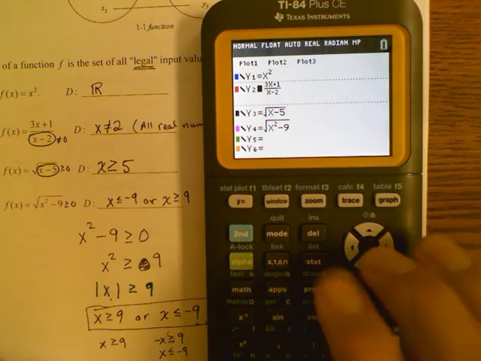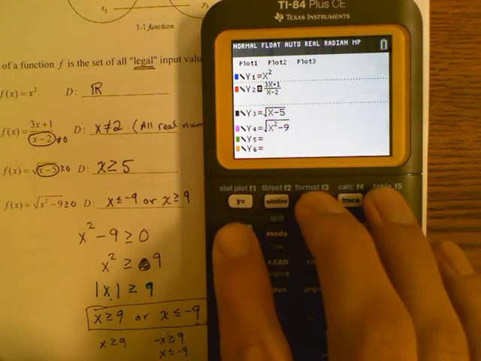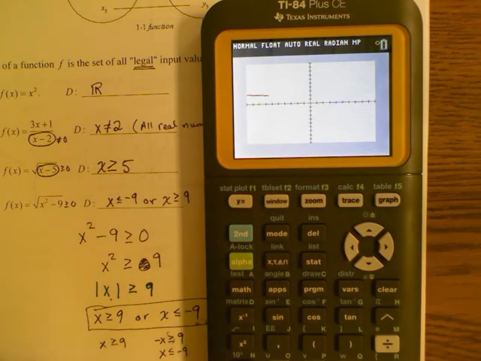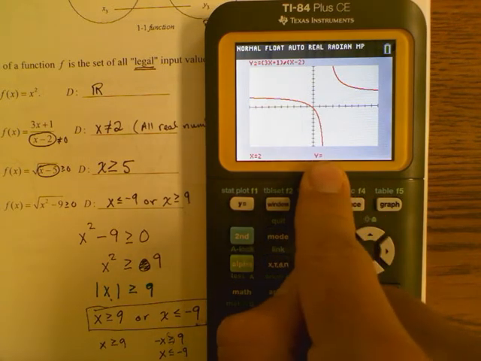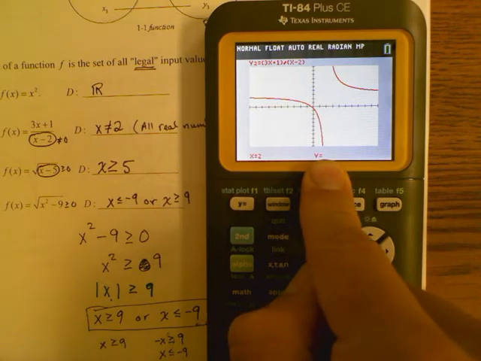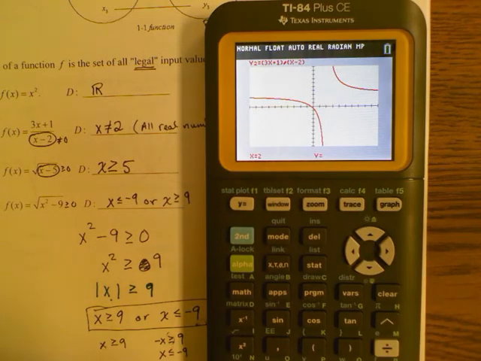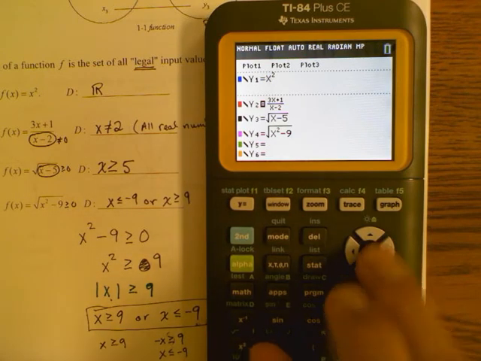Let's go to the domain for the second graph. Look at the second graph and be convinced that x cannot be 2. It looks like x cannot be 2, right? So push trace 2 and see what you get. You get a blank right there. That's a telltale sign that it isn't defined. All right, the domain cannot equal 2.